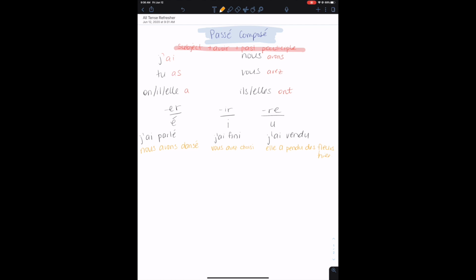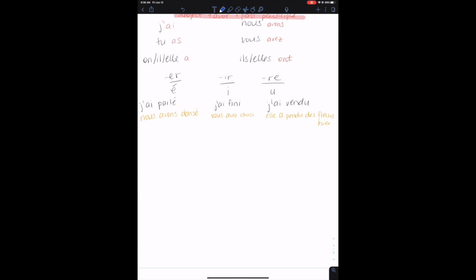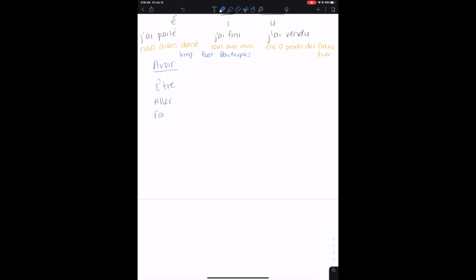For irregular verbs for passé composé, let's look at those ones as well. So we can do those in blue. Irregular verbs, so again, our 7 most common. These are all for irregular past participles, okay? So avoir, être, aller, faire, prendre, mettre, and devoir. Okay, so look at these ones.